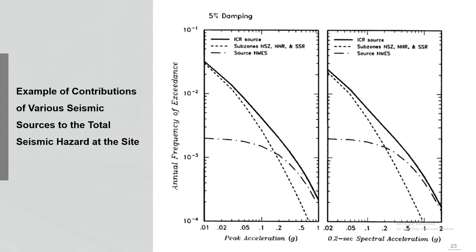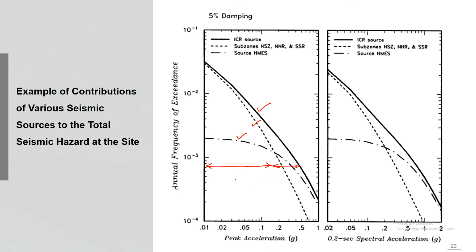So one way you can get the contributions of different seismic sources towards your final hazard at your site is to plot the hazard curve for different seismic sources separately, and then also plot the combined hazard curve. As you can see here, let's say these two dotted lines are the individual hazard curves coming from two different sources, and let's assume this solid line is the total hazard curve, the combined curve from these two sources together. So for different ranges of PGA, you can tell which seismic source is governing the hazard at your site.